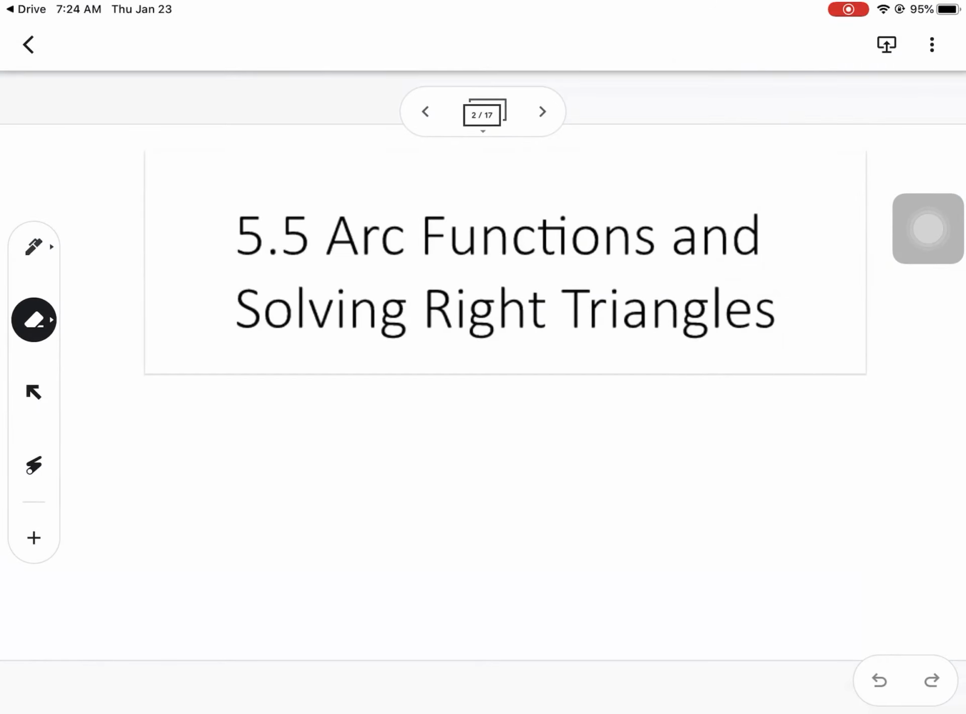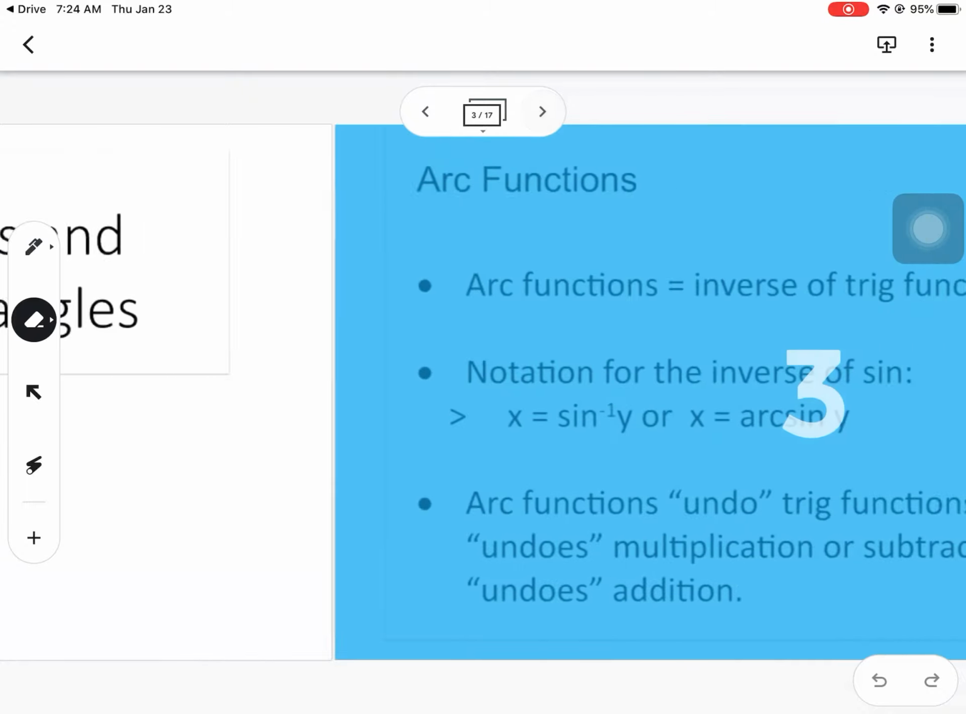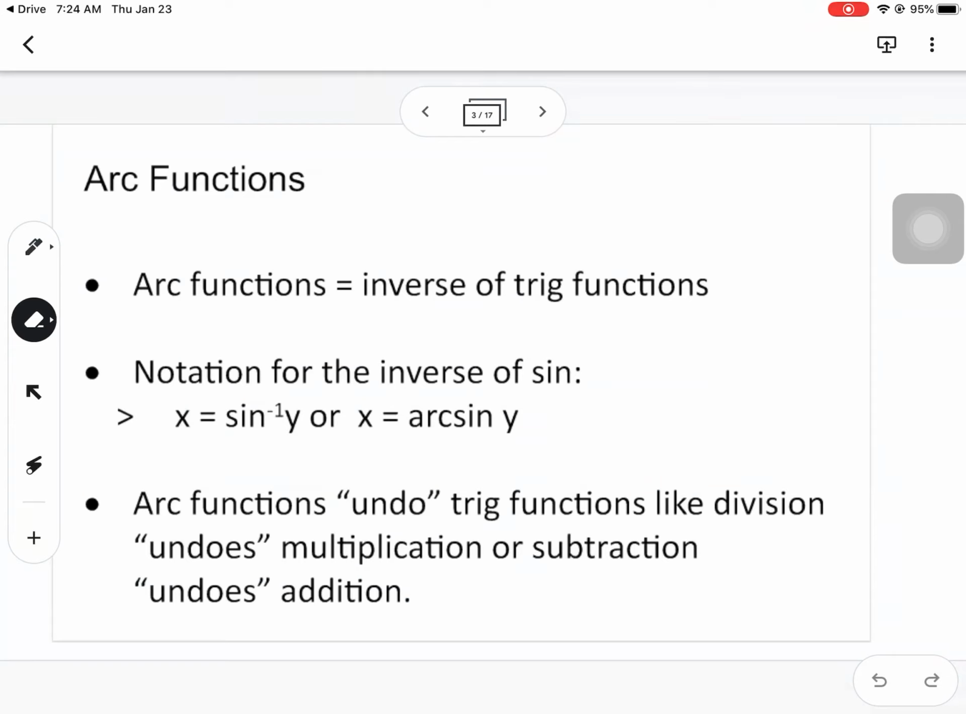These notes are going to go over section 5.5 of our textbook, which is the last day of our unit 1 in this course. It's going to talk about arc functions as well as solving right triangles. Arc functions are really just the inverse of a regular trig function. So the inverse of sine, cosine, tangent, cosecant, cotangent, or secant.